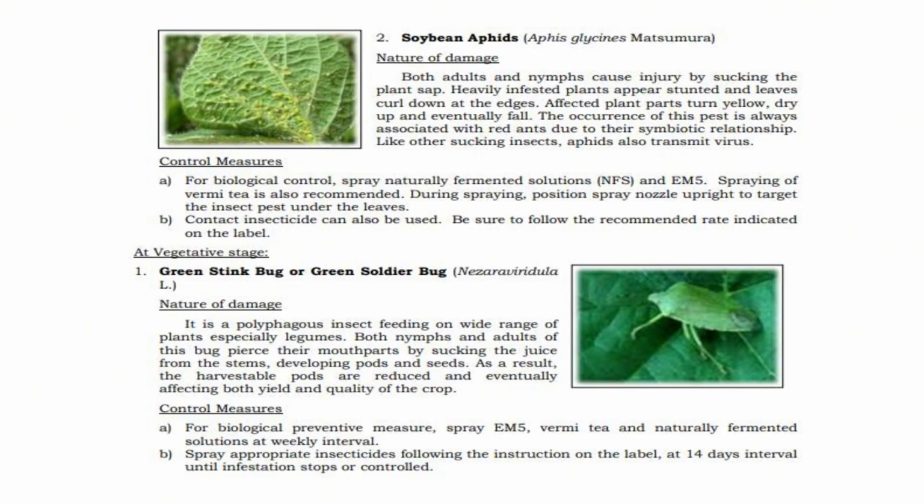For their control measures, alternate weekly spraying of vermicast and naturally fermented solutions at 60 ml. Use Trichogramma chilonis at a rate of 200 strips per hectare. And for chemical control, spray insecticides at a 14 days interval following the recommended rate.